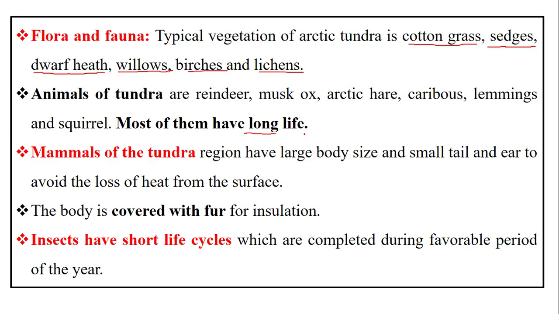Mammals of the tundra regions have large body size and small tails and ears to avoid the loss of heat from the surface, and the body is covered with fur.